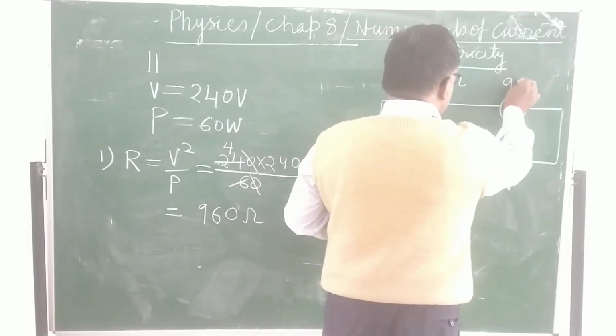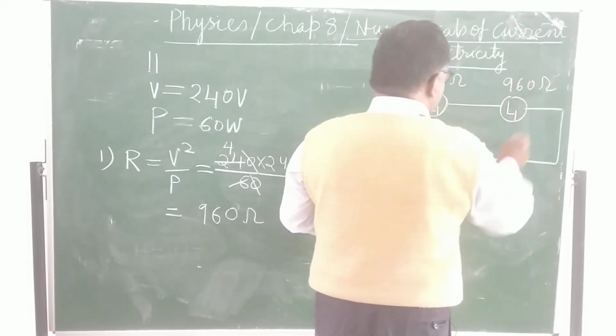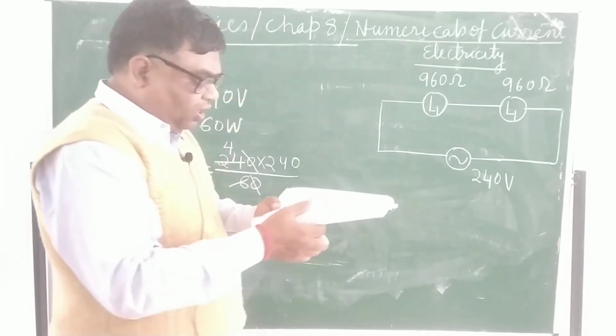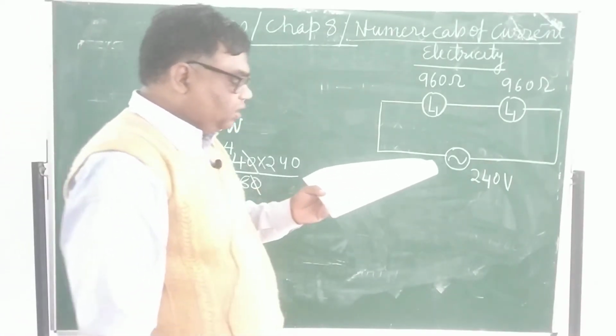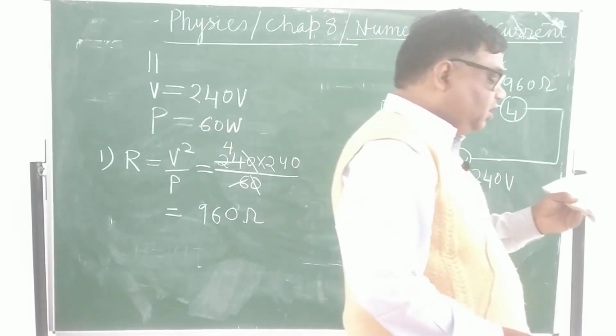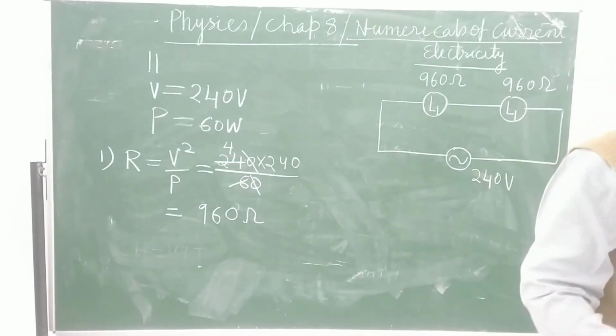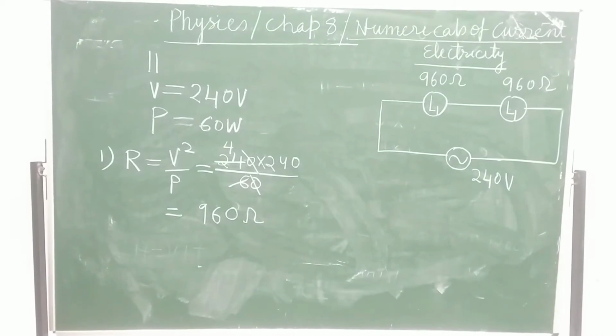This is also 960 ohm. So see here, if two such lamps are connected in series across a 240 volt supply, explain why each one appears less bright. Why does each one appear less bright? Who can explain?